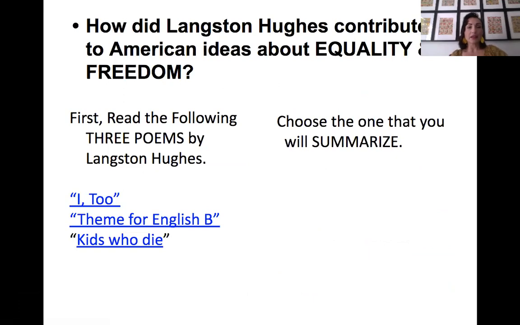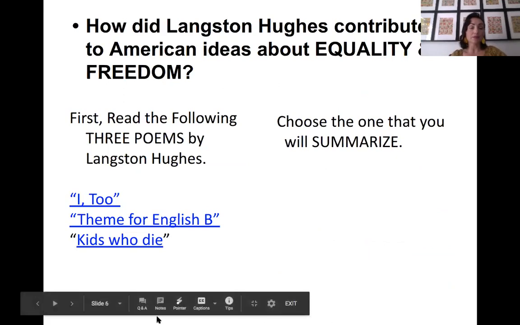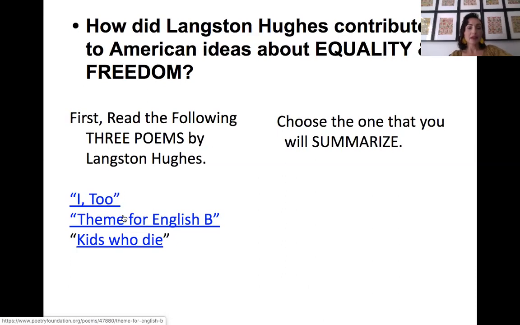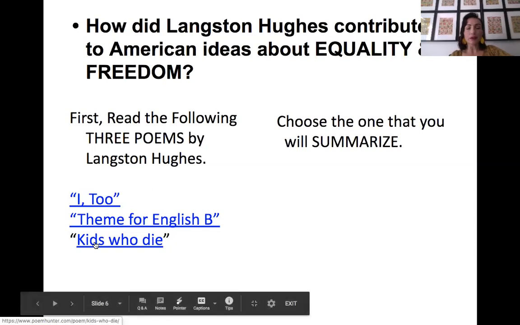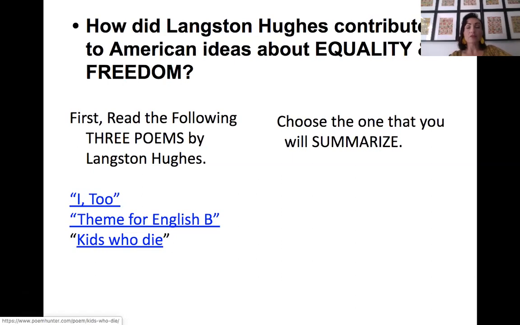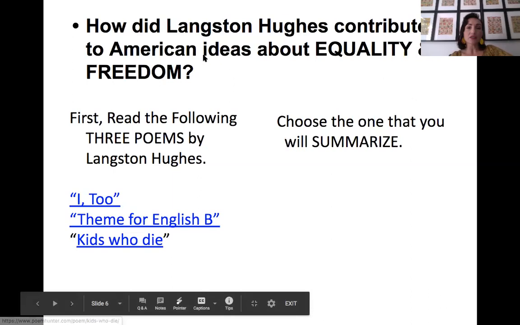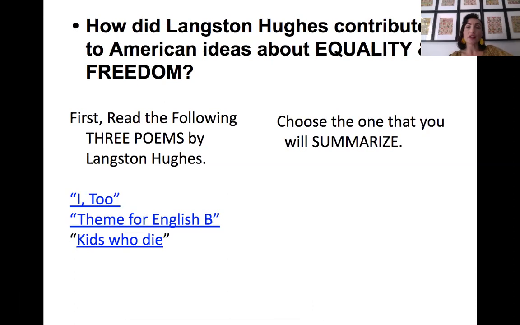you are going to read these 3 poems by Langston Hughes. The first one is titled I, Too. The second is Theme for English B. And this last one, Kids Who Die, is a kind of B-side, as we say when you're talking about music. This is a poem that people rarely talk about, but it's so powerful, and it's one of my favorite poems by Langston Hughes. You're going to read these 3, and based on our essential question, I want you to choose the one that strikes you most, and you're going to summarize it.